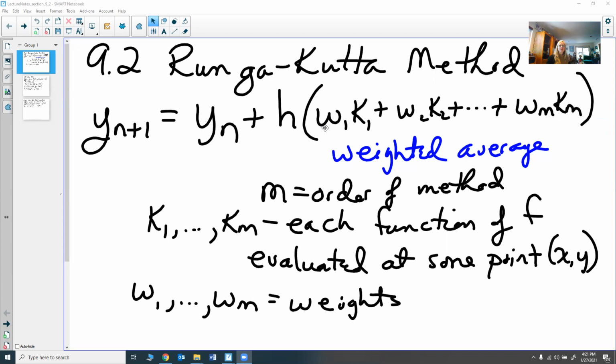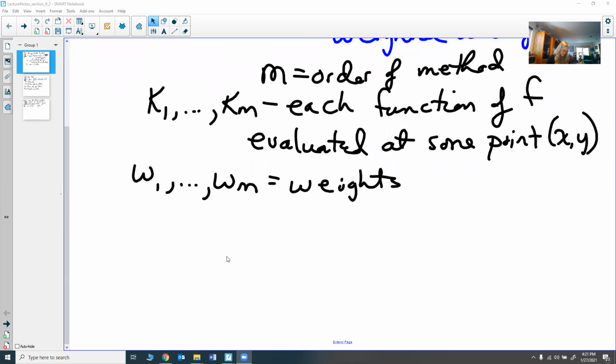And this weighted average is some w1 times k1 plus w2 times k2, and keep adding this up till you get to wm times km. M is the order of your method. K1 through Km are each the function f evaluated at some point, and w1 through wm are your weights. The reason this is known as a weighted average is because basically we're adding these up. These weights will get us to the answer we want.